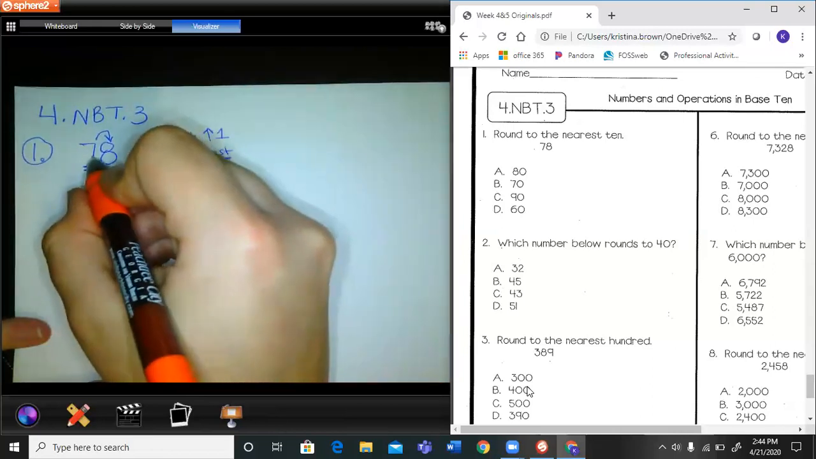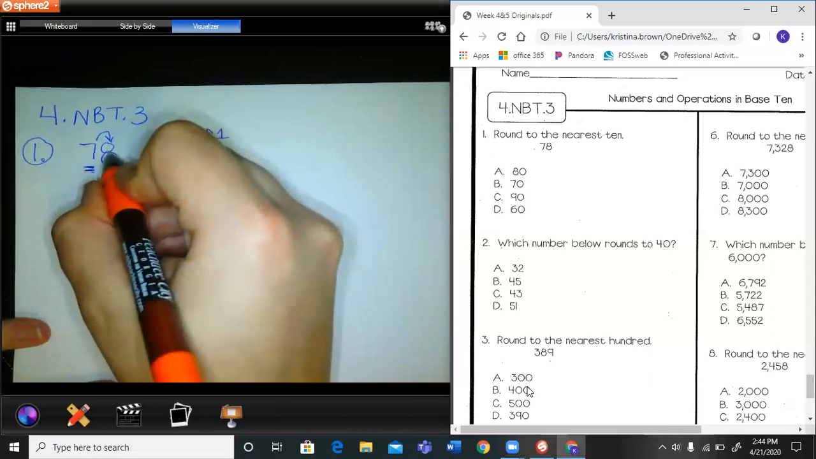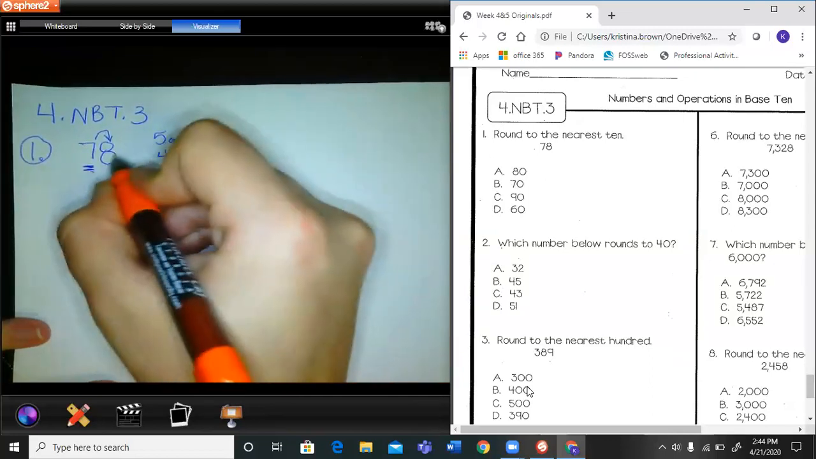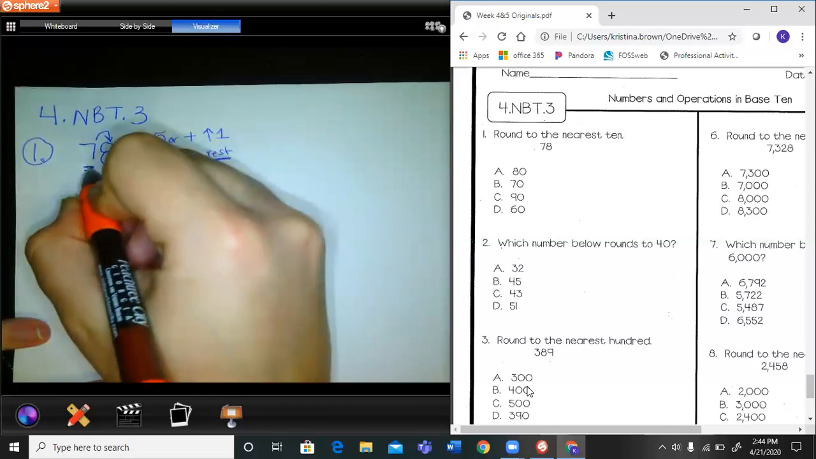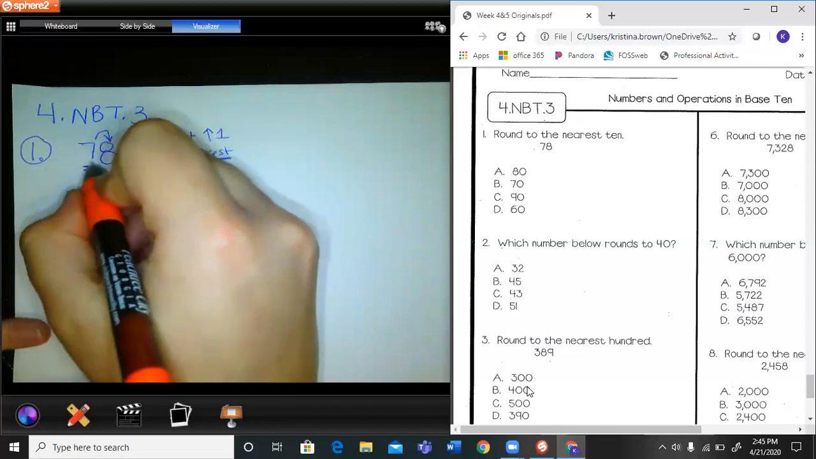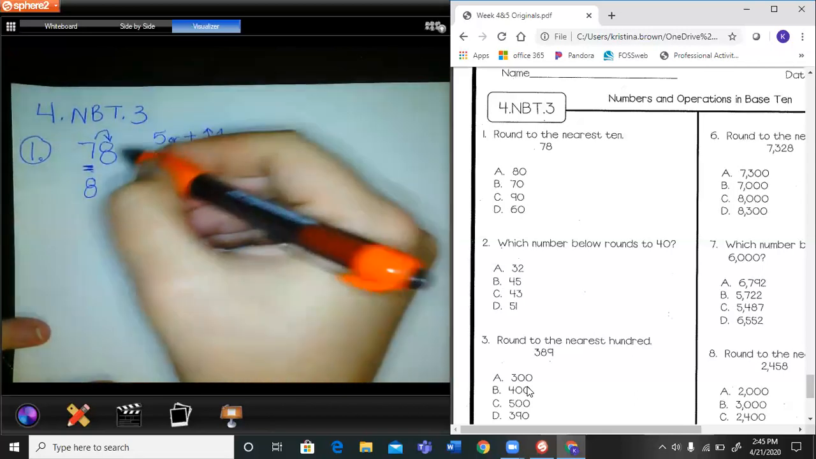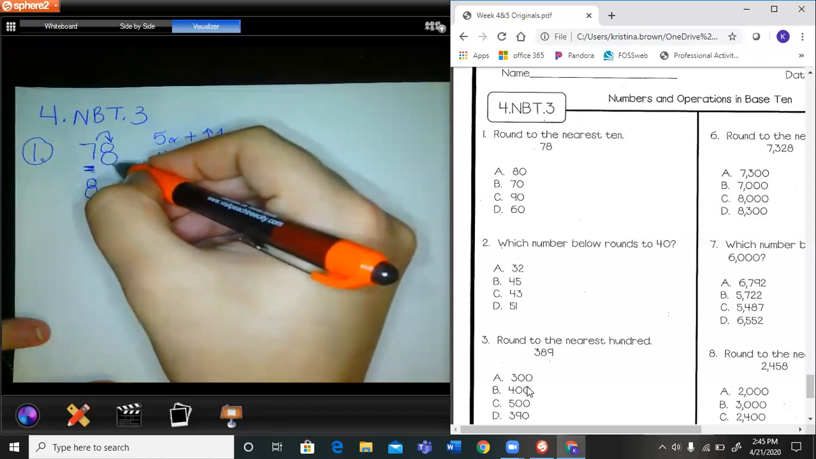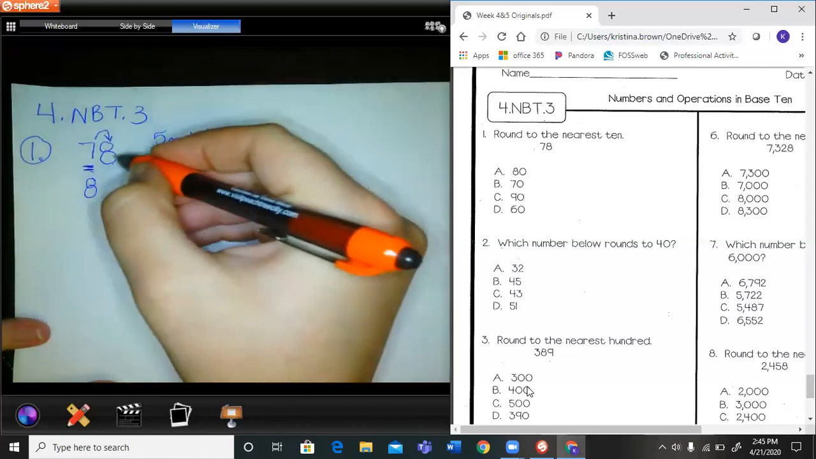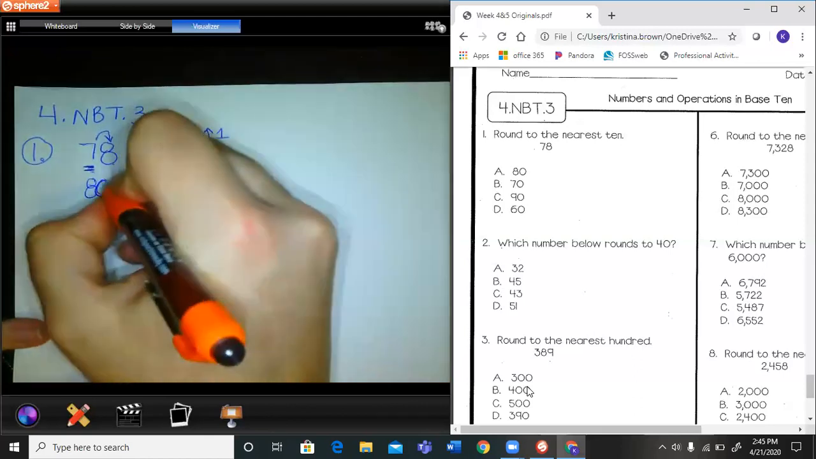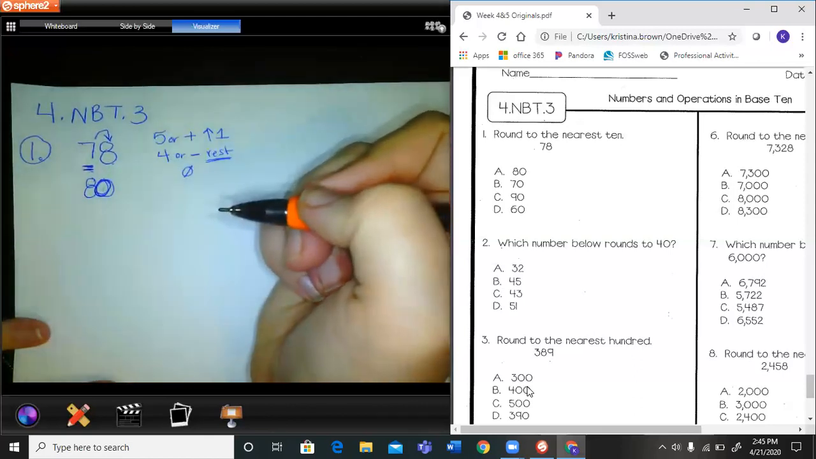So here I have a 7. I look to my right, it's an 8, which means it is 5 or more because 8 is higher than 5. So my underlined digit 7 needs to go up by 1. So 7 plus 1 is 8. All the digits to the right run to 0 with the fright. They turn into a 0. So this 8 should become a 0. So it would turn into 80.